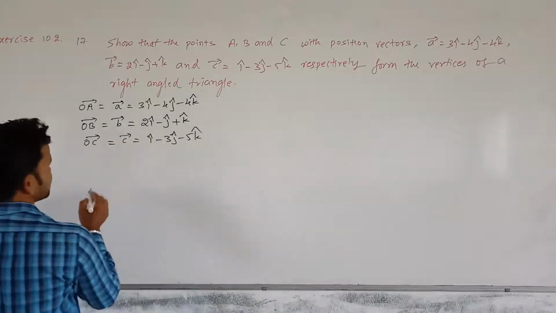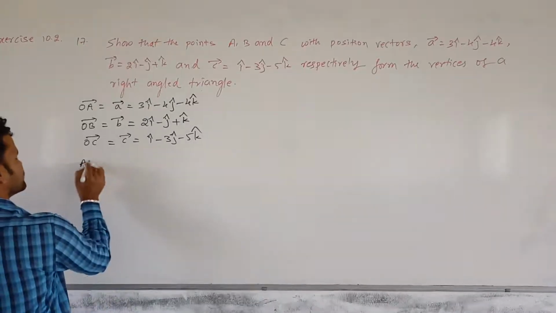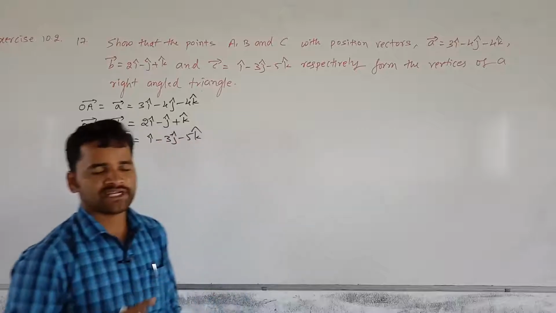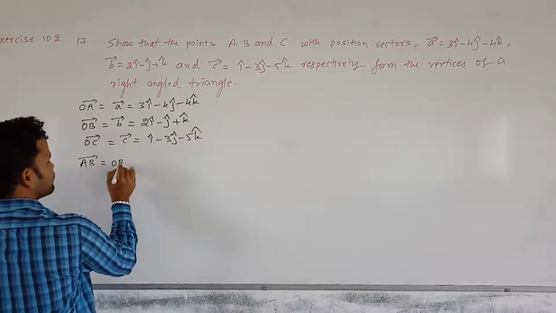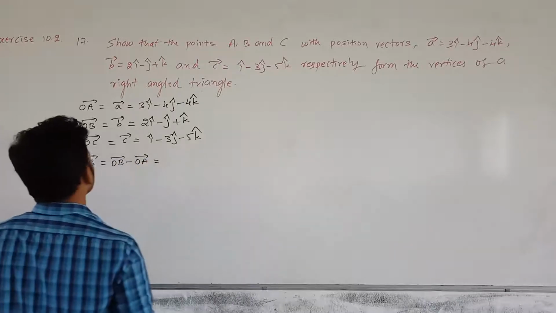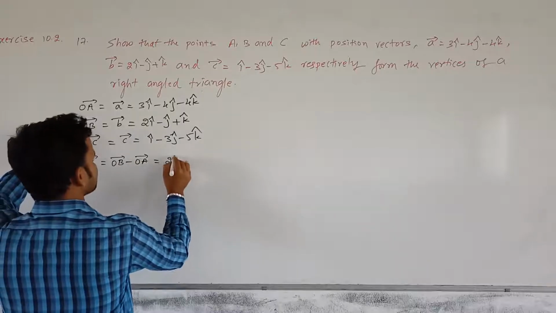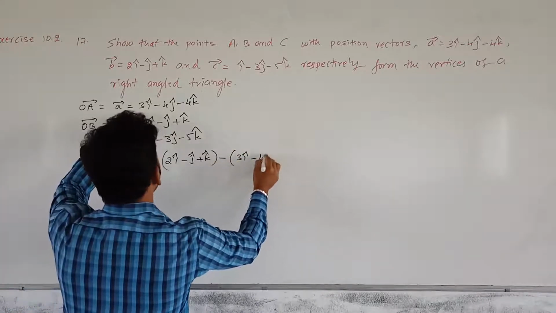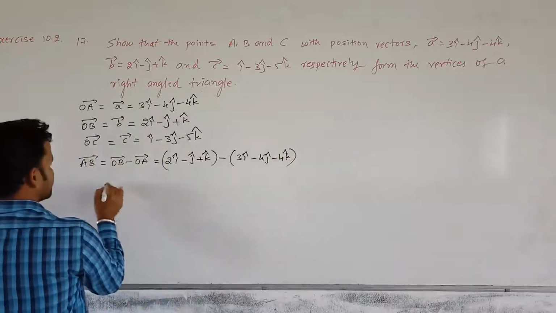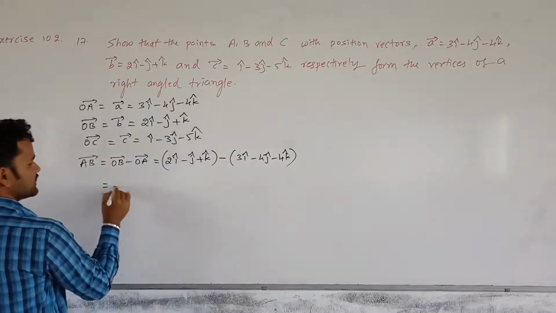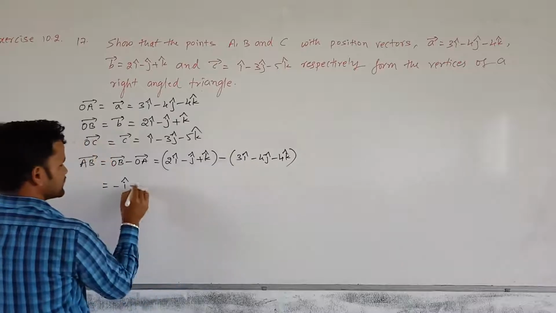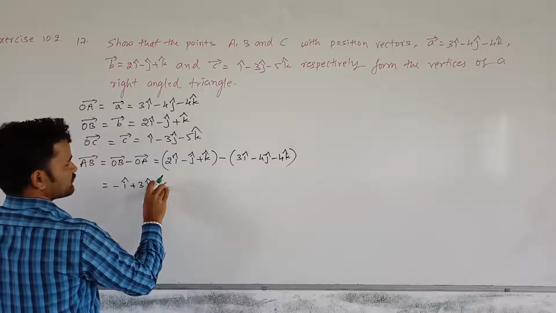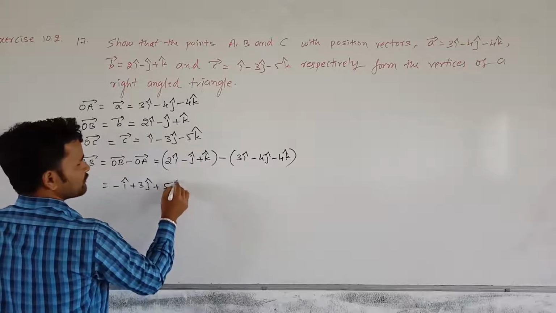What are the sides there? Sides are AB, BC and CA. What will be the vector AB? Vector AB is a line segment joining the points A and B, where A is the first point, B is the second point. Vector AB is equal to vector OB minus vector OA. Vector OB is directly given to us. Write it: 2i minus j plus k minus of vector OA, 3i minus 4j minus 4k. Then vector AB is equal to 2i minus 3i is minus i, minus j plus 4j is plus 3j, plus k plus 4k is plus 5k.